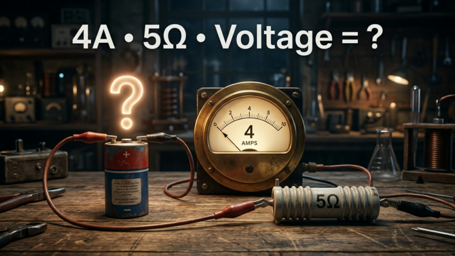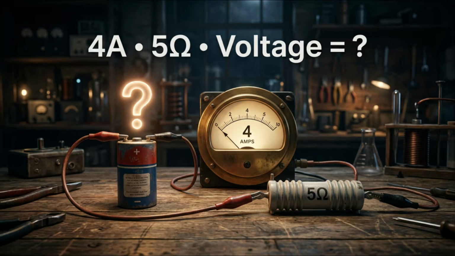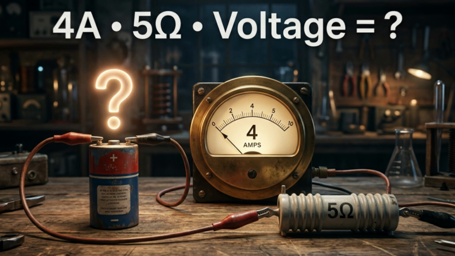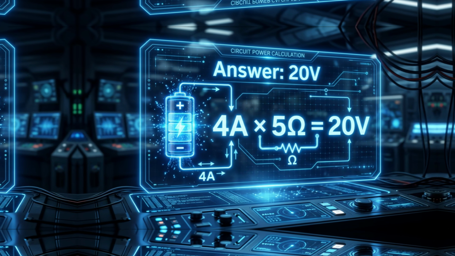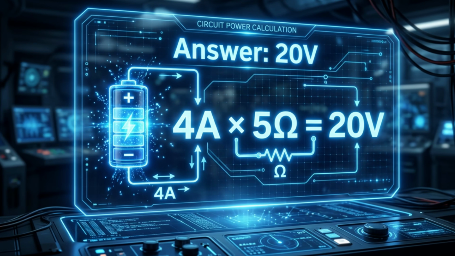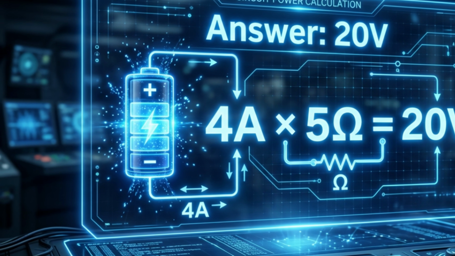Question 2. A circuit carries 4 amps. Its resistance is 5 ohms. Can you calculate the voltage? Pause the video before we reveal the answer. The answer is 20 volts. Voltage equals current multiplied by resistance. 4 times 5 equals 20. Great work if you solved it correctly.